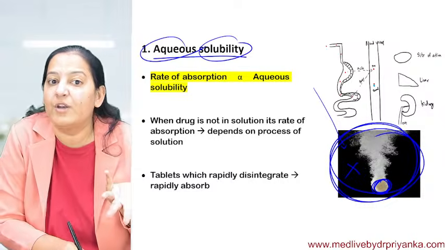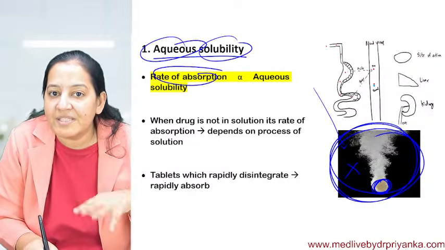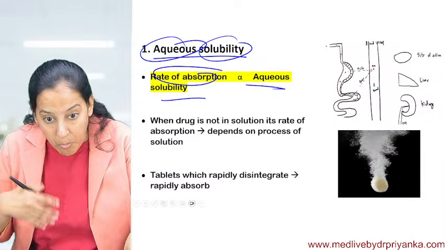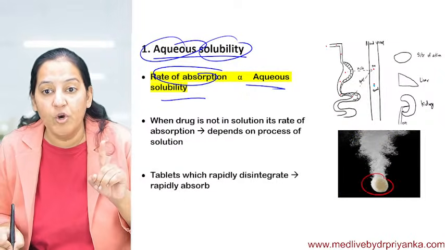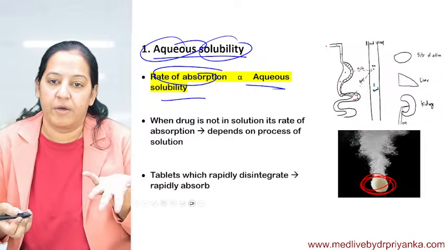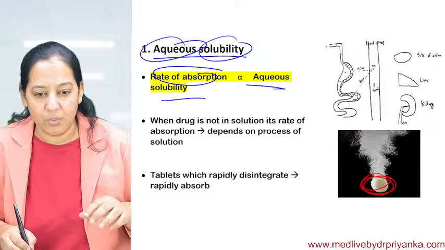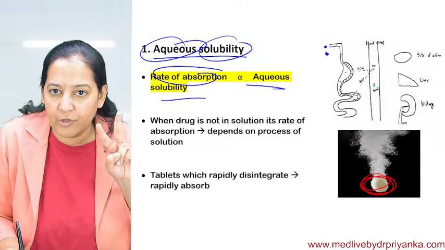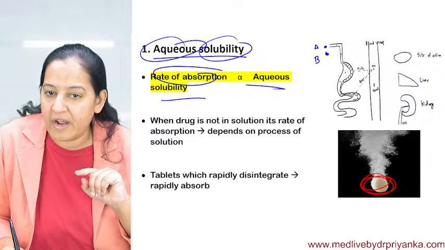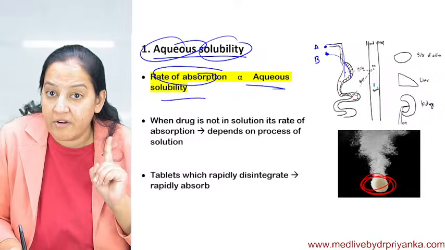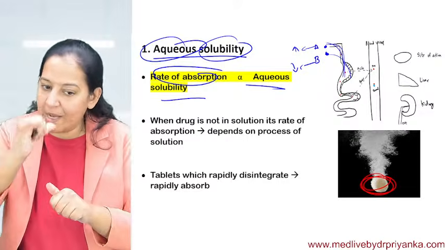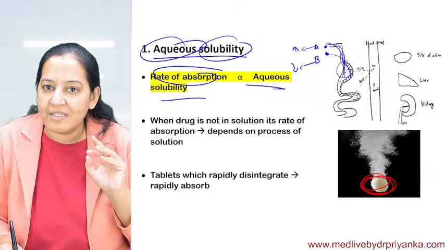The solubility in water. The rate of absorption is directly proportional to aqueous solubility. The drugs which are more aqueous soluble, water soluble, are absorbed faster as compared to drugs which are less water soluble. Suppose we are taking 2 drugs, tablet A, tablet B. Drug A, drug B. Drug A is more soluble in water and drug B is less soluble in water. Both I am taking with water. So both are reaching the stomach and intestine.